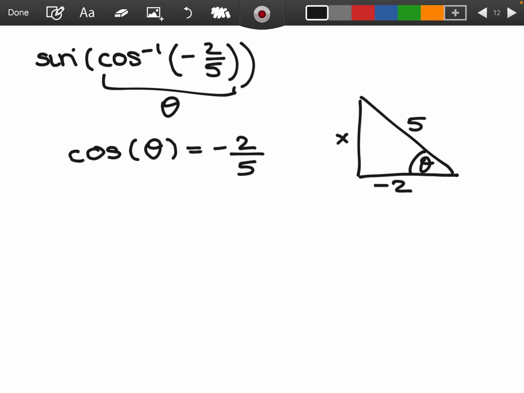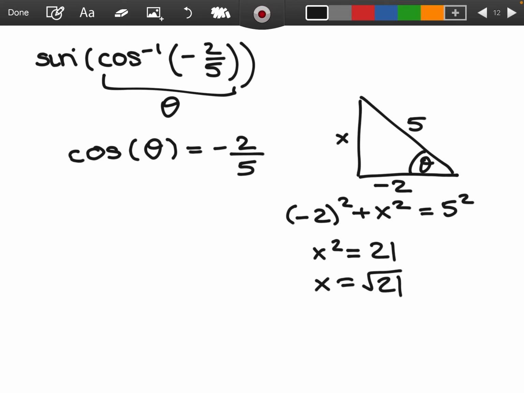Then I need to find my unknown side, so that's going to be -2 squared plus x squared is equal to 5 squared. That tells me that x squared is going to be 5 squared minus -2 squared, which is 21. So x is equal to the square root of 21. Now, if I look up here, I get sine of theta. Sine of theta is going to be opposite divided by hypotenuse, which is just the square root of 21 over 5.